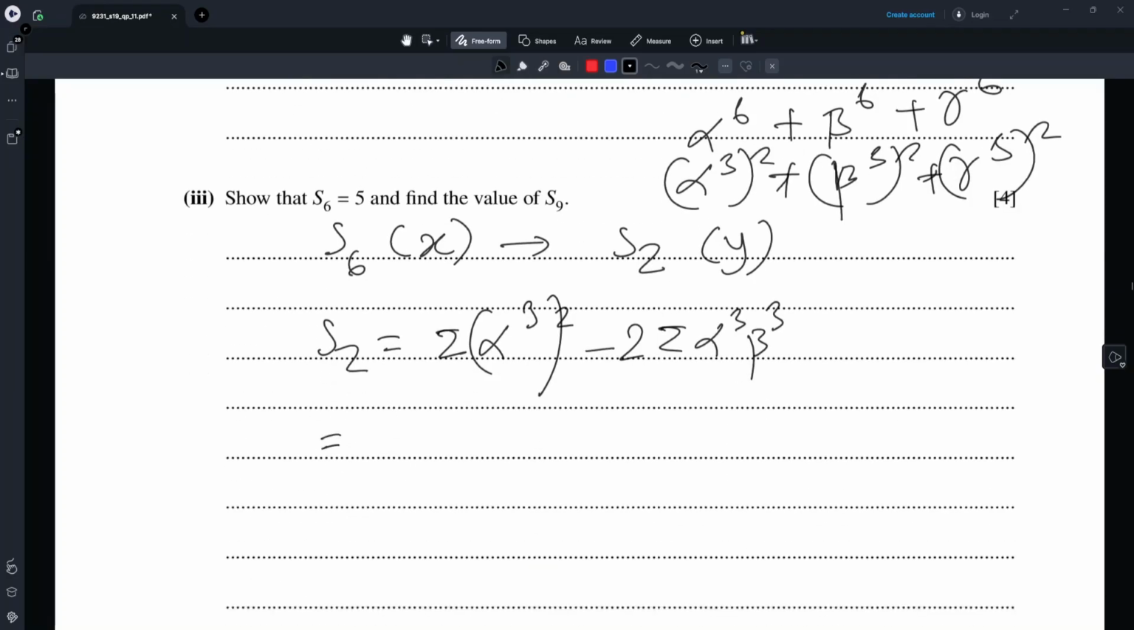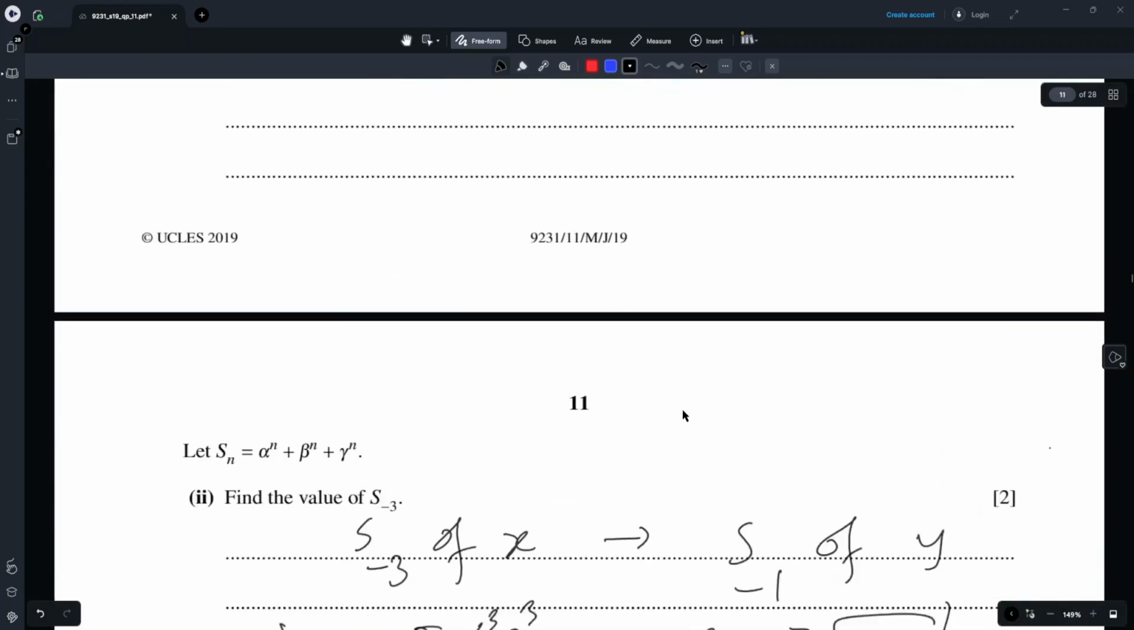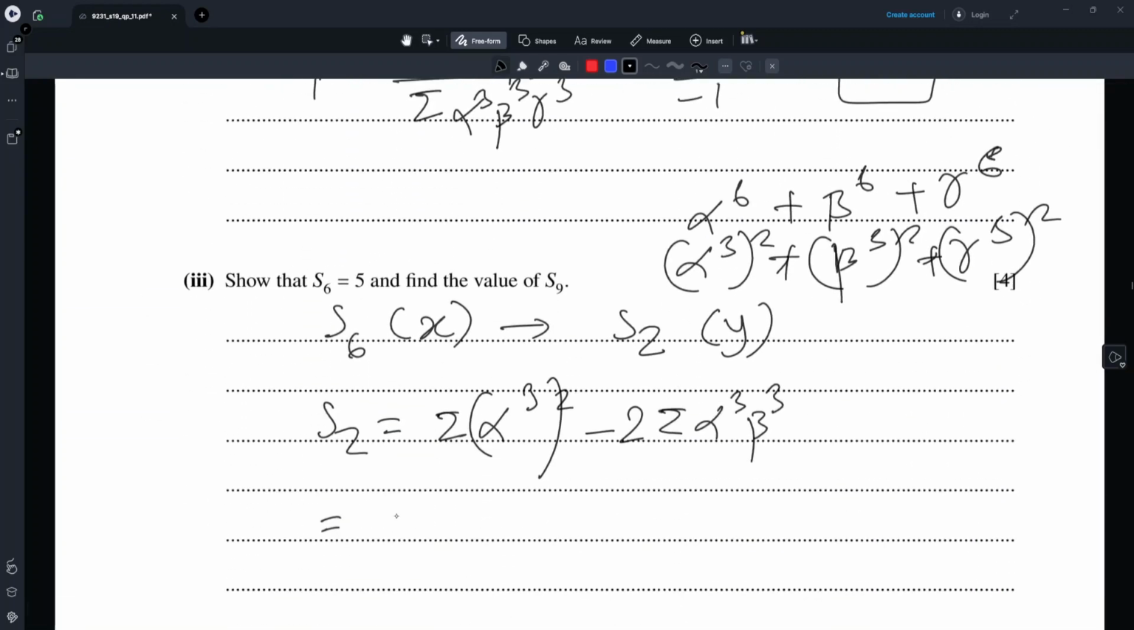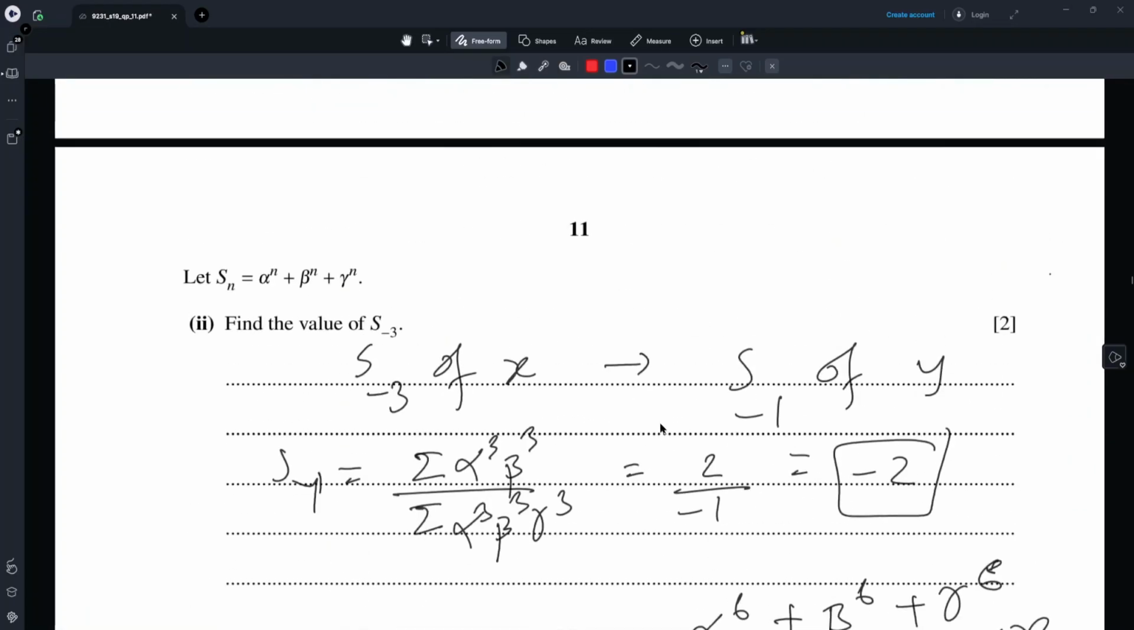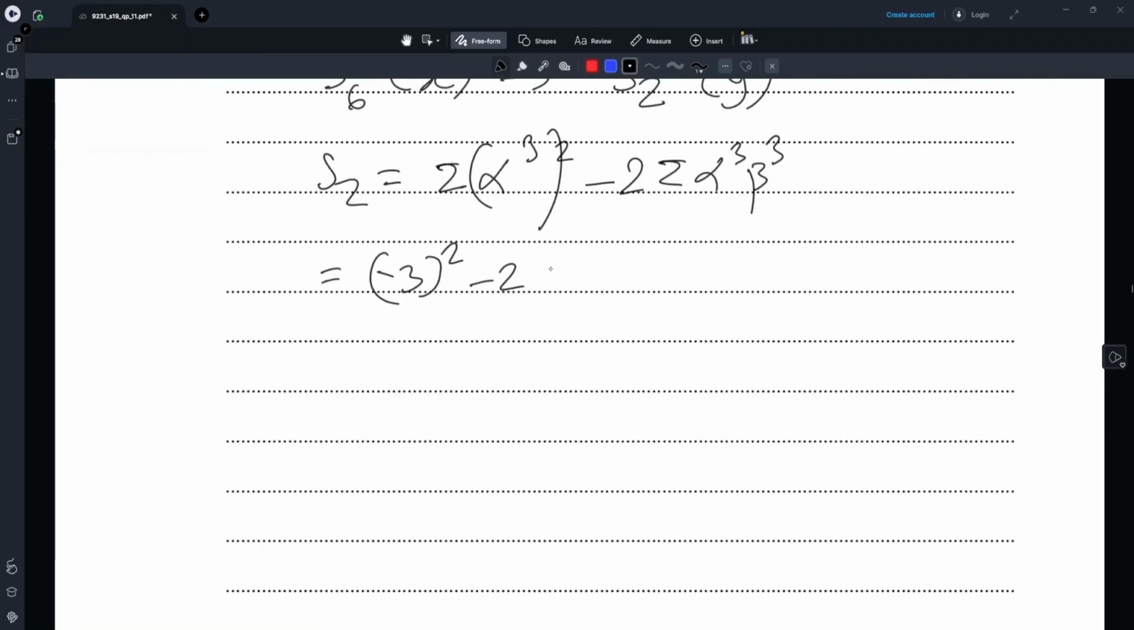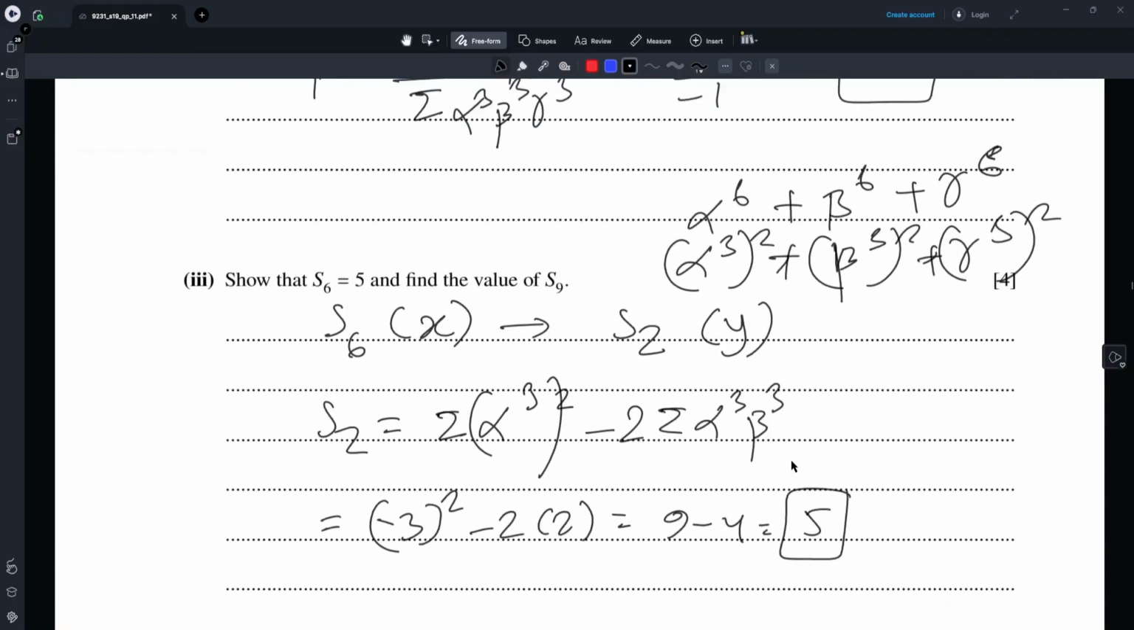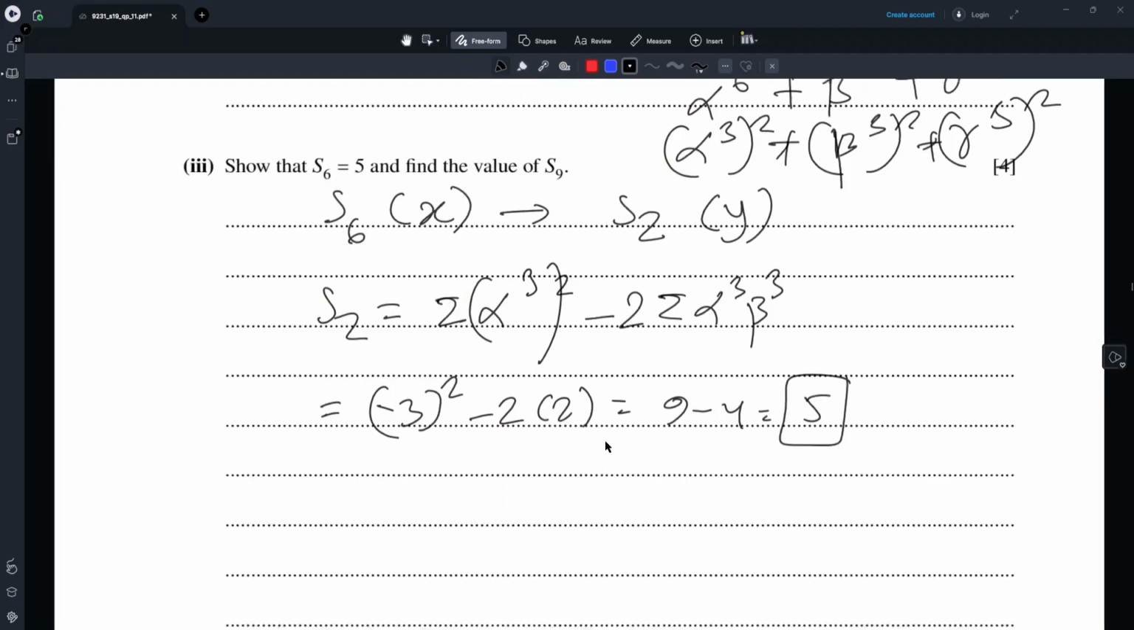So summation of alpha cube whole square happens to be minus 3 whole square minus 2 summation alpha cube beta cube, which happens to be 2. So 9 minus 4 equals 5. Okay, we are good. Then we have S9.